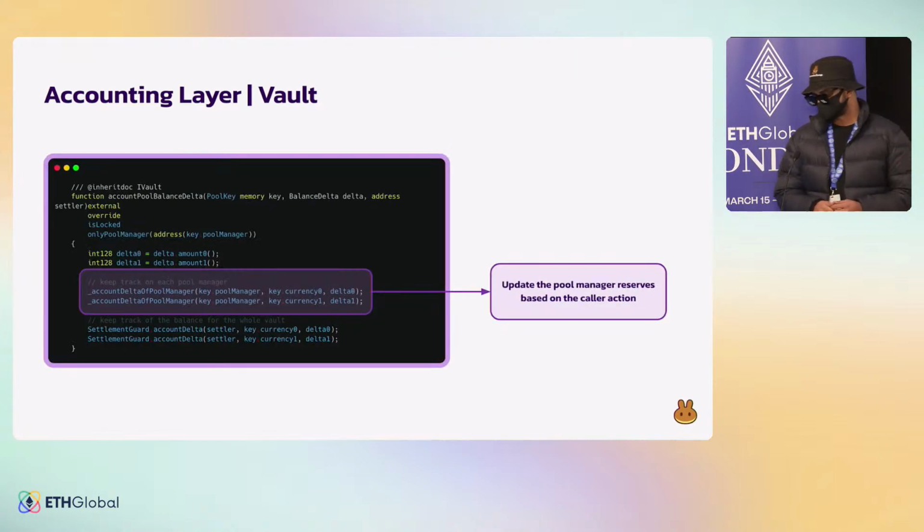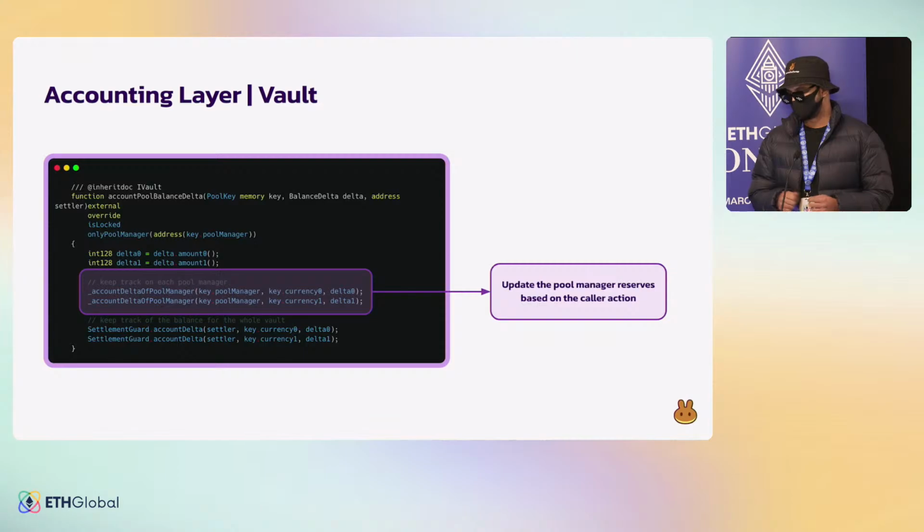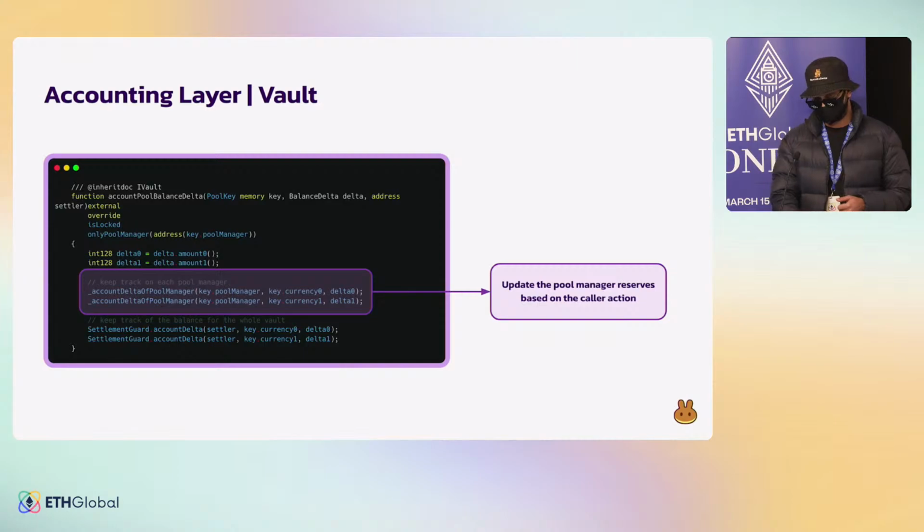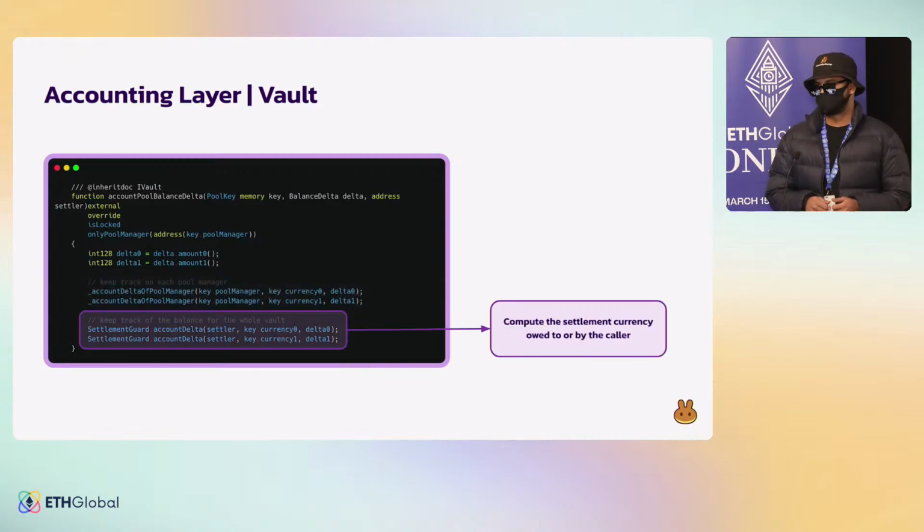The other one is the pool balance delta, which essentially does two things: managing the net currency reserves on the pool manager level as well as on the caller level. So you can imagine there are multiple pool managers, and each is linked to a single vault which has all the token balances. So it's important to update the pool manager reserves because they all map back to the vault, right? So there are two things done in this method. One is updating the pool manager reserves based on the caller action, and the other one is computing the net settlement currency which is owed to or by the caller, right?